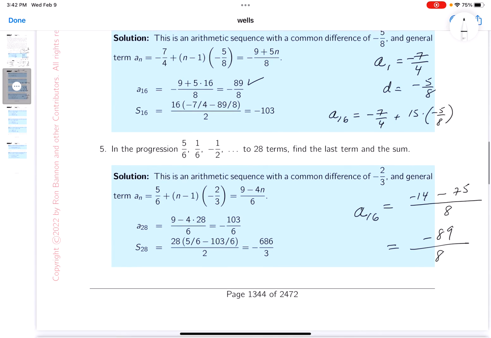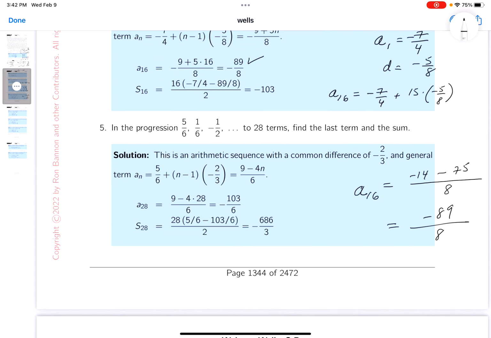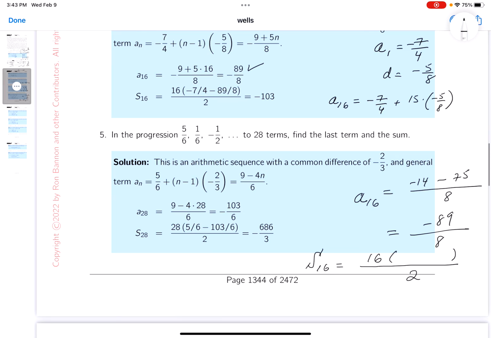Now, someone says, what are you going to do now? I want to get that partial sum. What partial sum are they talking about? Well, they're talking about S16 now. And that's going to be, let's see, 16, I'll write this down, over 2. What's A1? Minus 7 quarters. And then minus 89 eighths.